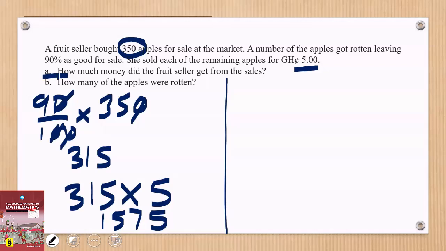So the first question asked, how much money did the fruit seller get from the sales? We can say the fruit seller made an amount of 1,575 Ghana cedis. How many of these apples were rotten?